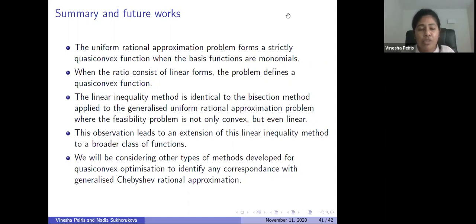And as future work, we hope to consider other types of methods developed for quasi-convex optimization to identify if there is any correspondence between these methods. And we will also be considering multivariate approximations as well.